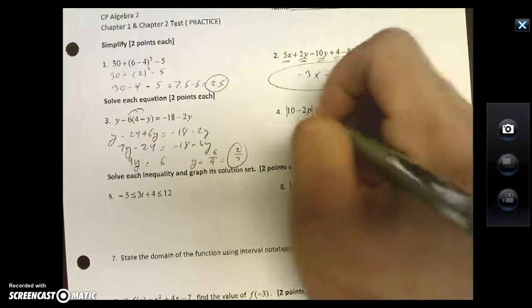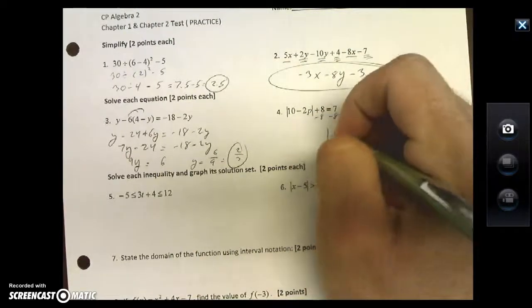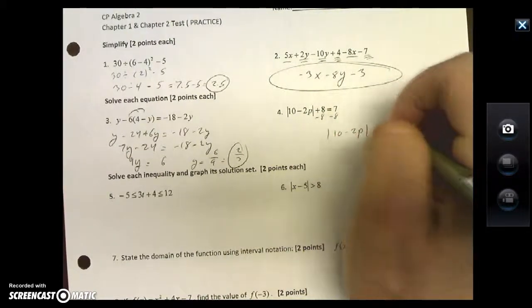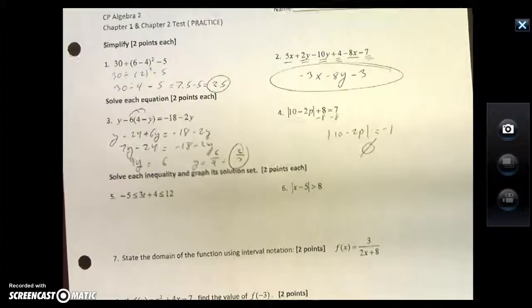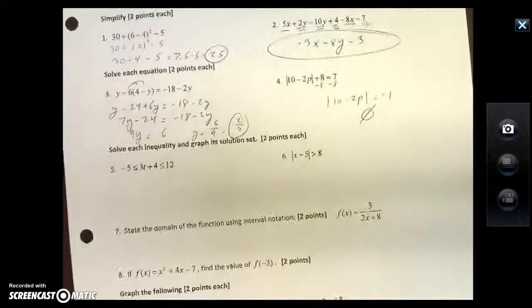Very, very good. Now number 4 is a little different. When you subtract 8 from both sides, we get the absolute value of 10 minus 2p equals negative 1. We talked about this in class. Can an absolute value ever equal negative? No. So this is simply a no solution. Just a heads up on that one in case you see it again.